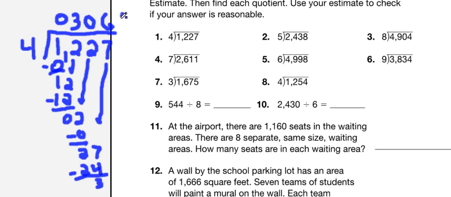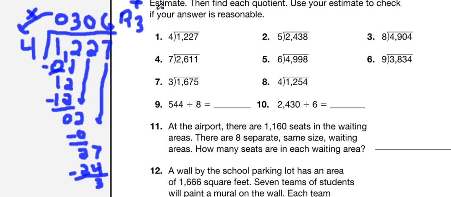We call that remainder 3. So 1,227 divided by 4 is 306 with a remainder of 3. And remember, to check your work, you do 306, your answer, times your divisor, which you divided by, and then you would add your remainder.